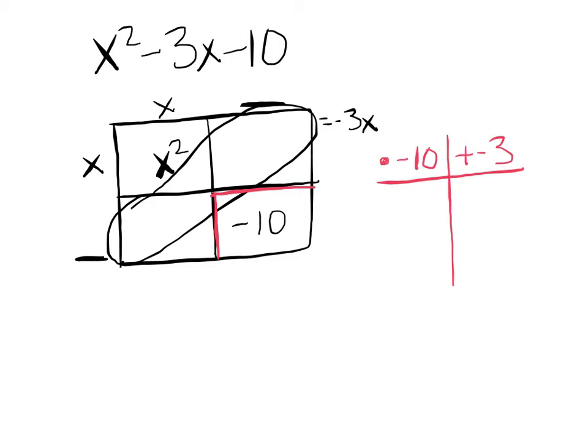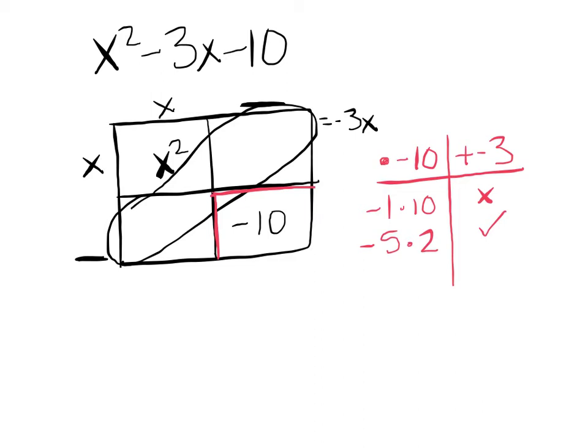So let's think of some numbers that might work. We know numbers that multiply to be negative 10: negative 1 and 10. Is negative 1 plus 10 negative 3? Nope. Okay, negative 5 and 2. Is negative 5 plus 2 negative 3? Yes. So we found our solution.